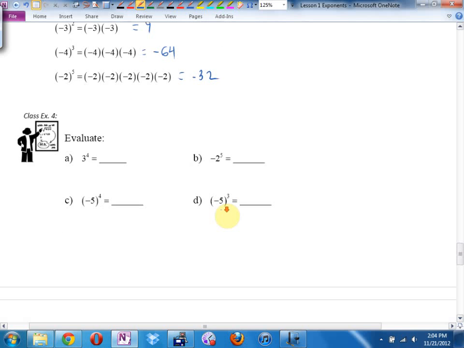So it says evaluate. 3 to the 4th, no calculator. What's 3 times 3? Times 3? Times 3. That's the dumb way to do it. It can be done. Here's what I see. What's the question? Can you, Sam, read me the question? A, what does it say? 3 to the power 4.